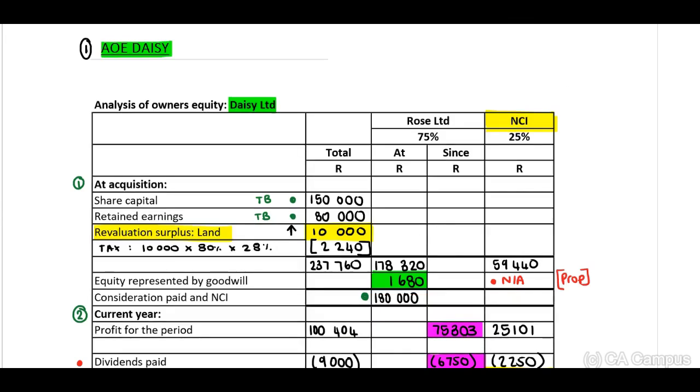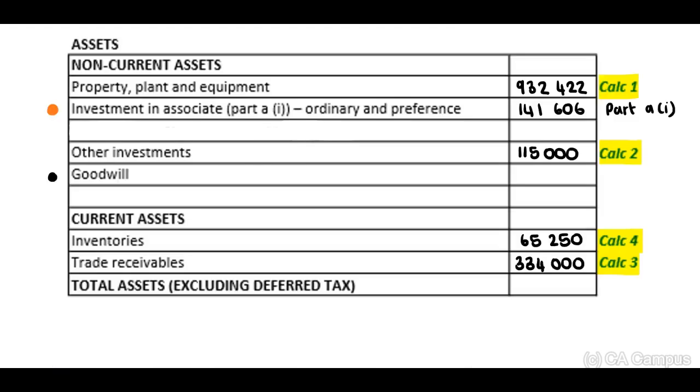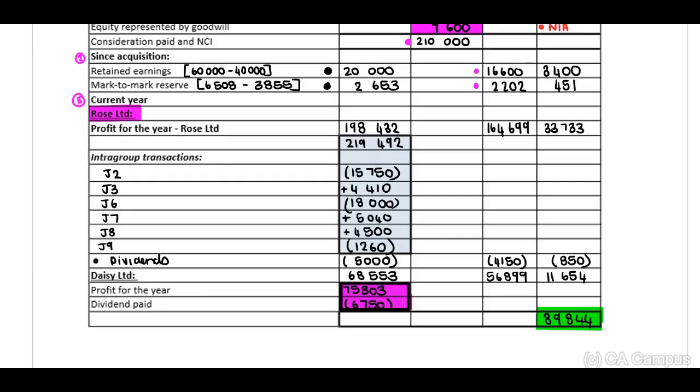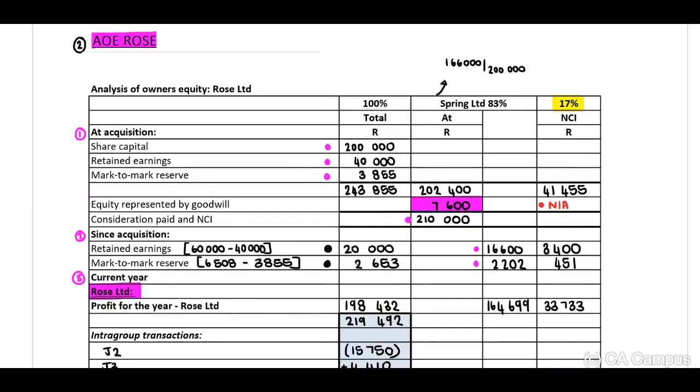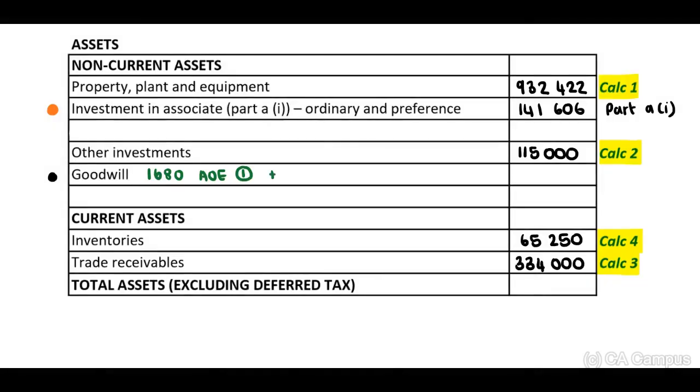Analysis of owner's equity of Daisy. We have calculated goodwill 1,680. Therefore, let's immediately transfer this. 1,680, analysis of owner's equity, number 1, Daisy. Let's look at number 2. Remember, we've calculated this. This is our analysis of owner's equity of Rose. And this will be the amount of 7,600. Again, let's transfer this. Plus 7,600. Analysis of owner's equity, number 2.